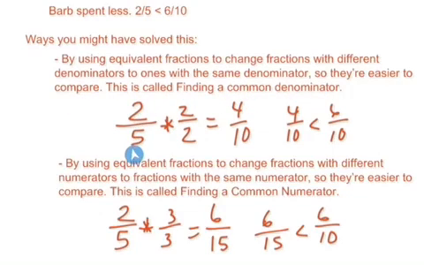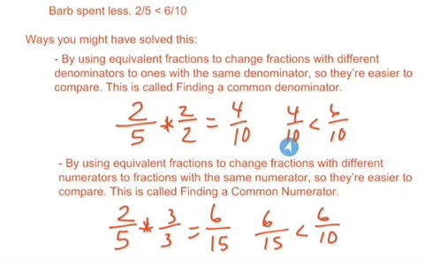So 2/5, I know fifths and tenths are definitely easily relatable for me, right? They're both multiples of 5. So I know if I do 5 times 2, I can get to 10. And I know whatever I do to the bottom, I have to do to the top. So I could take 2/5 times 2 over 2, which is going to be equal to 4/10. Then I can easily compare.